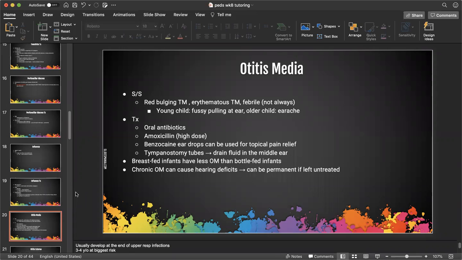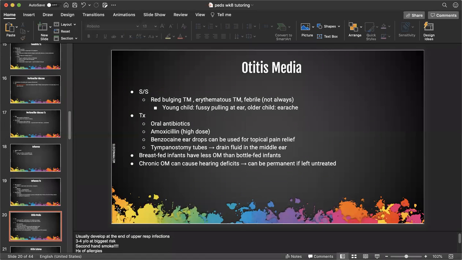A big thing with otitis media is that the redness in their TM is not diagnostic, because it can turn red from them crying. And then some other risk factors for it are secondhand smoke and a history of allergies.